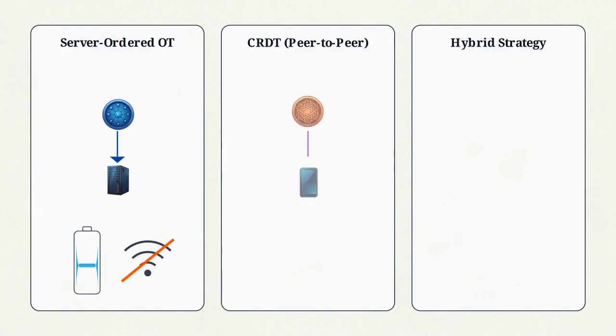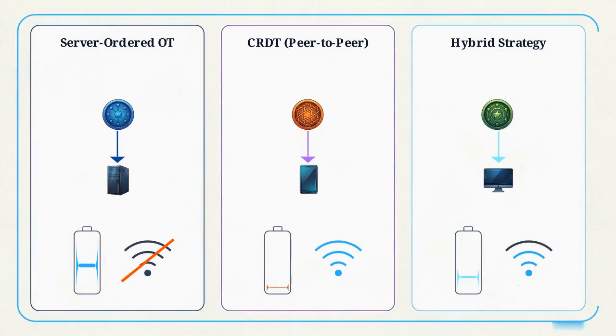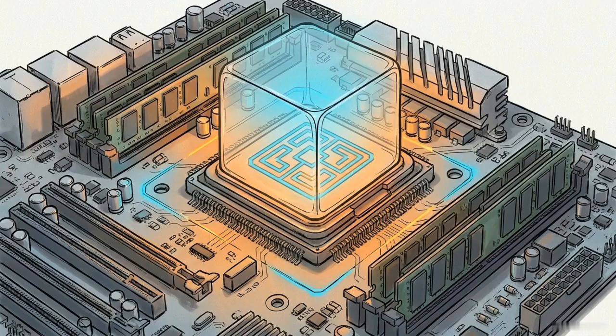CRDTs are the choice for offline-first or mobile applications. They function in unreliable network environments by exchanging high memory usage for the ability to sync states without a central authority. The hybrid strategy is built for visual editors and data dashboards. It relies on atomic properties to keep server logic simple and memory usage predictable. Every architecture forces a choice between sacrificing server CPU overhead, client memory capacity, or the granularity of the state itself.